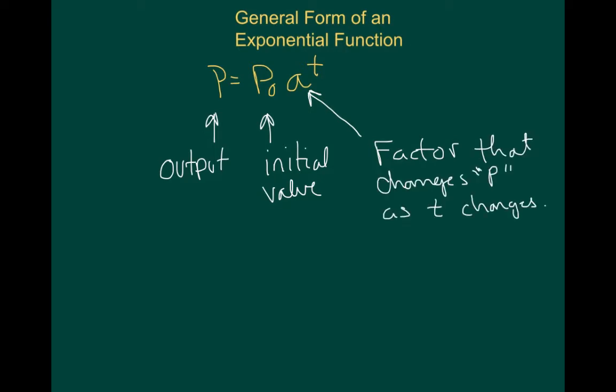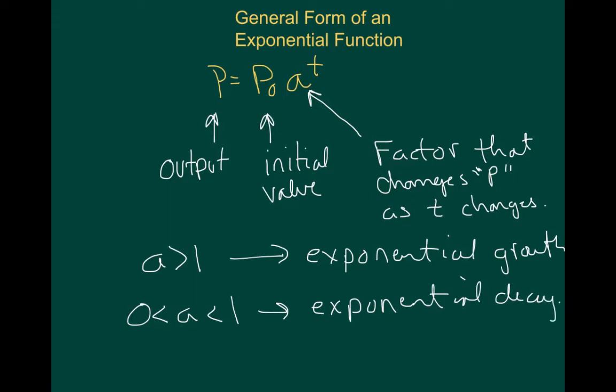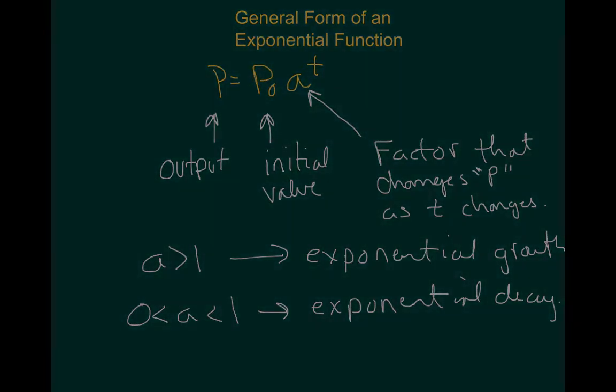Now, a, when greater than 1, means that we have exponential growth. When a is greater than 0 and less than 1, we have exponential decay. Okay, let's move on and take a look at concavity, half-life, and doubling time.